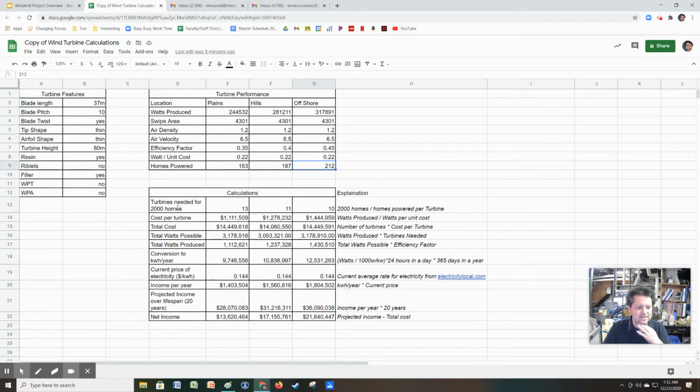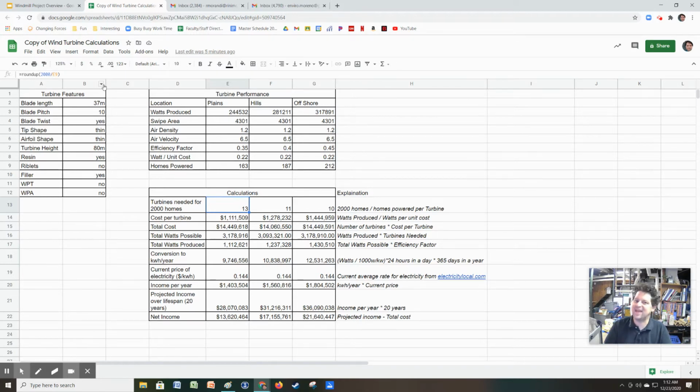So the turbines needed for 2,000 homes, I just did in this box here. You can look up at my function up here, and I've got this function. It equals 2,000 divided by E9. Well, E9 is the homes powered. So 2,000 homes divided by how many homes it'll power. In this case, I'm going to need 13 windmills to hit that goal. And I have this roundup written in here first.